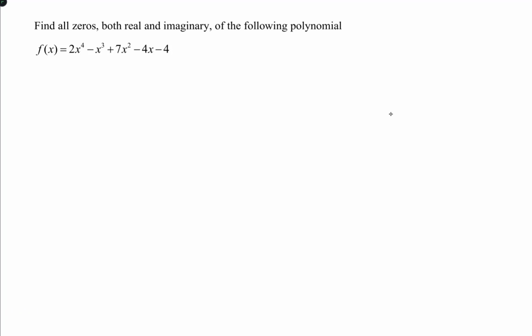Find all zeros, both real and imaginary, of the following polynomial. F of x equals 2x to the fourth minus x cubed plus 7x squared minus 4x minus 4.